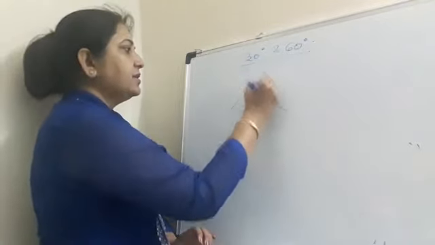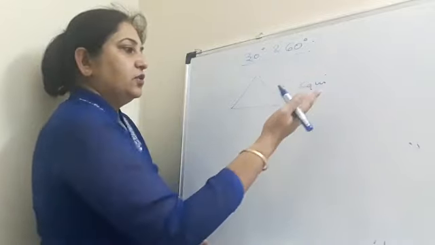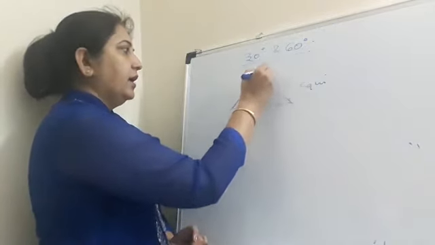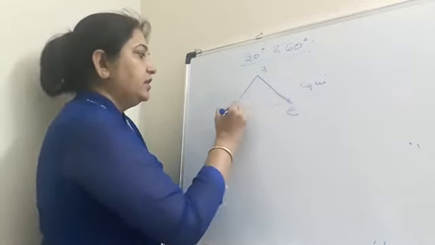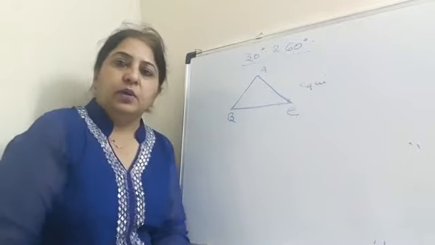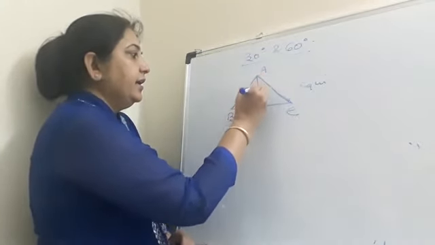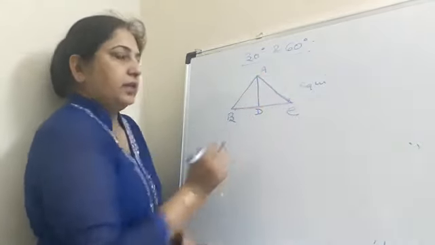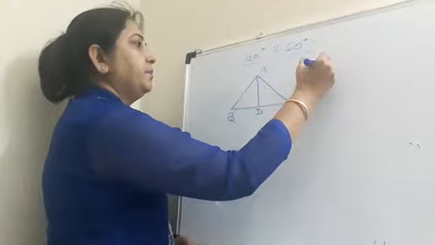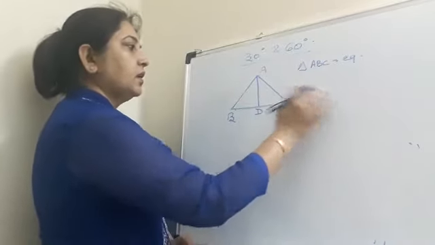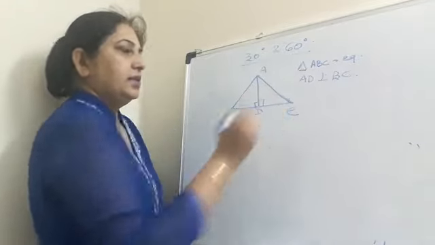For this, let us consider a triangle, and that triangle is an equilateral triangle. So let us take an equilateral triangle ABC. You know, in the equilateral triangle, all the three sides are equal, all the angles are equal, each angle is 60 degree. Now let AD be the perpendicular on BC. So we assume an equilateral triangle ABC, which is equilateral. Then AD is the perpendicular on BC.